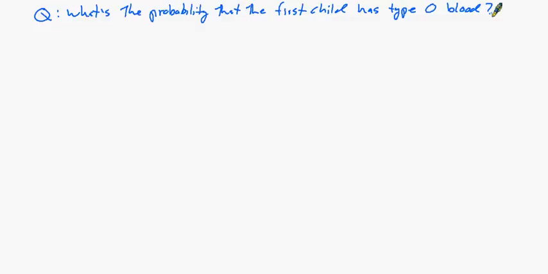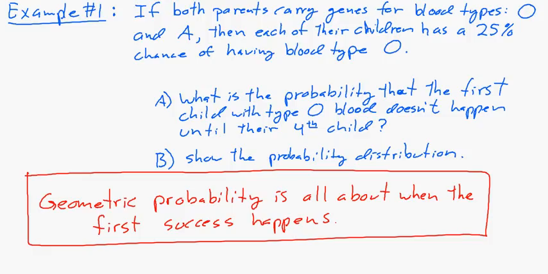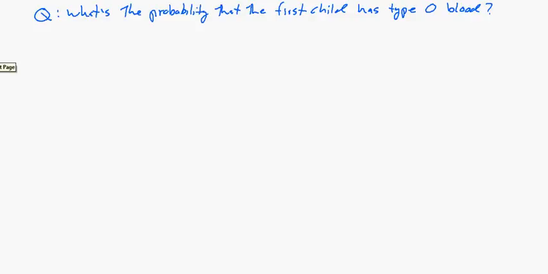We'll start with this question. What's the probability that the first child has type O blood? So the first success occurs with the first child. This actually is pretty straightforward if we remember the information. Each of the children has a 25% chance of having type O blood. So the first child has what probability? 25%.